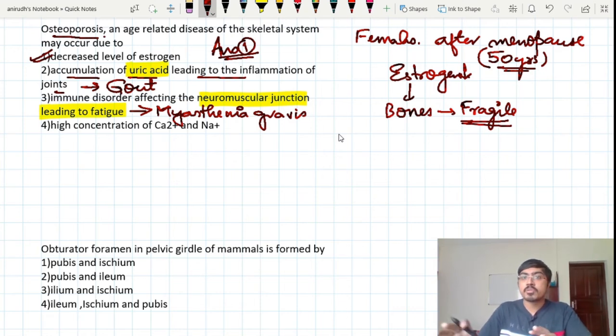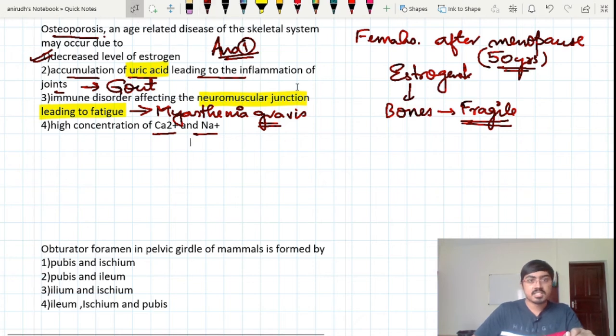It is an autoimmune disorder. Your own immunity is attacking yourself. I have an immunity, it is supposed to attack the germs, but it is attacking me. I have kept certain soldiers, and the soldiers are now starting to attack me instead of other people, isn't it? So that is what is meant by autoimmune diseases, and two examples are myasthenia gravis and rheumatoid arthritis as of now. High concentration of calcium and sodium, nothing to do with this. So this is the discussion for this particular question. Let's go to the next one.